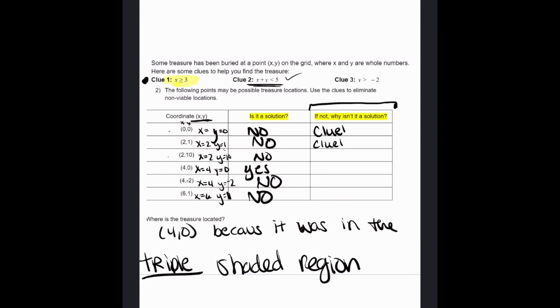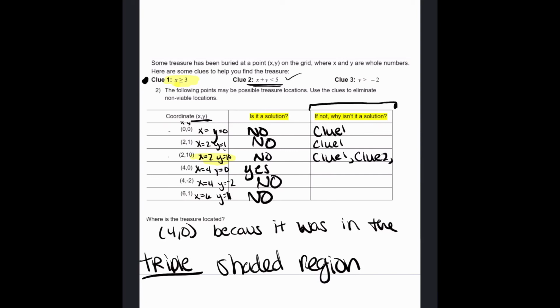Okay, so just checking, x equals 2, y equals 10. X greater than or equal to 3 is not true, so it again didn't satisfy clue 1. X plus y will be less than 5. X is 2 plus y is 10, that'll be 12. That is not less than 5, so this also doesn't satisfy clue 2. And then y being greater than -2, that is true, so it satisfies clue 3.